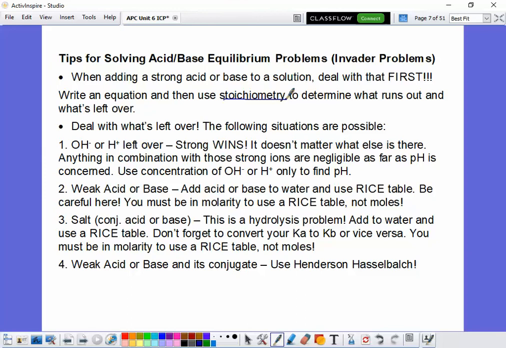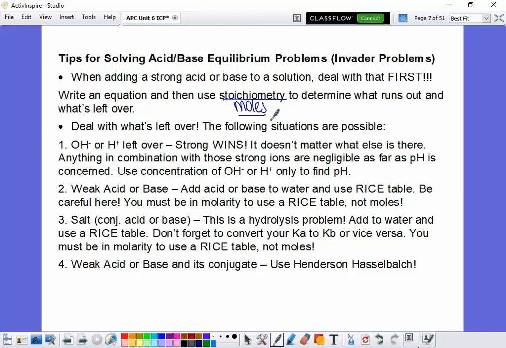I'm going to show you a neat, easy way to do that using what's called a stoich table or a mole table. So we're going to be using moles to figure that out, though. Then you'll have to deal with what is left over. If we have any OH minus or H plus left over after the invasion, that means that substance won out, and you can just do pH equals negative log of H plus, or pOH equals negative log of OH minus, and then 14 minus pOH.